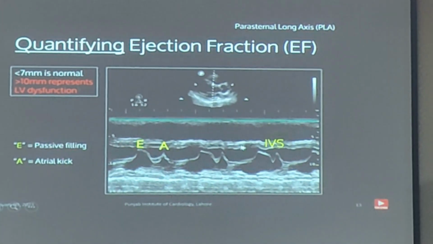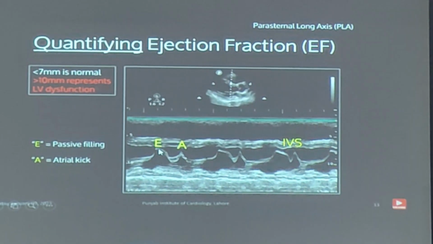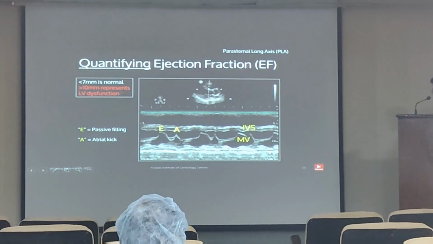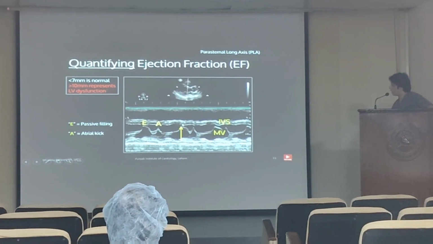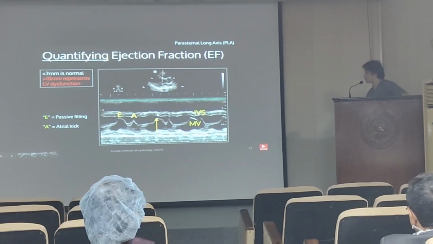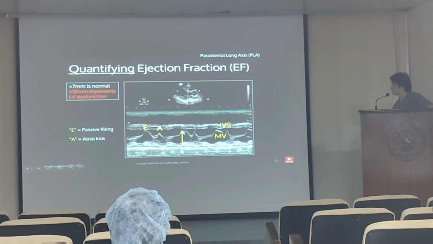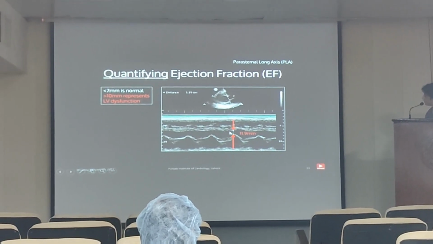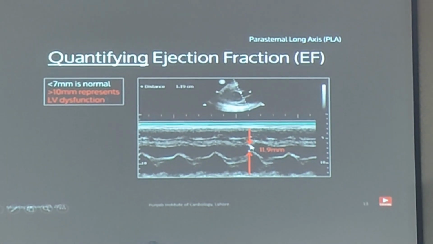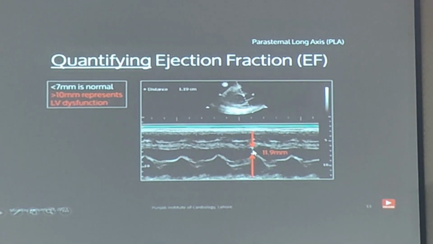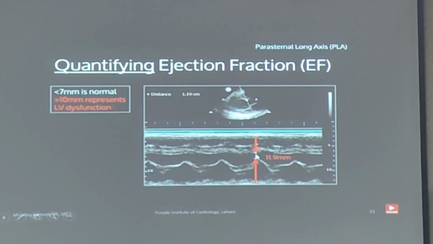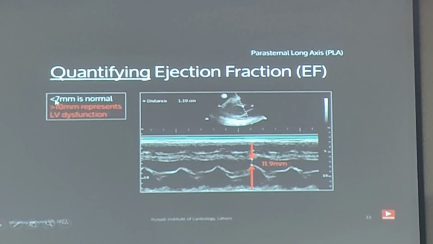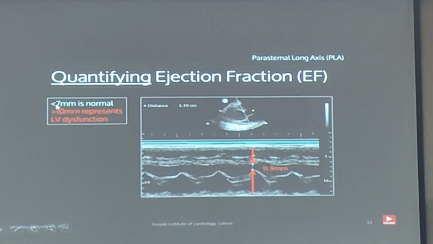This is the interventricular septum. Now we will measure the space between the interventricular septum and the AML. We can see that the separation of the AML from the interventricular septum here is 11.9 mm. If it is below 7 mm, it is normal.